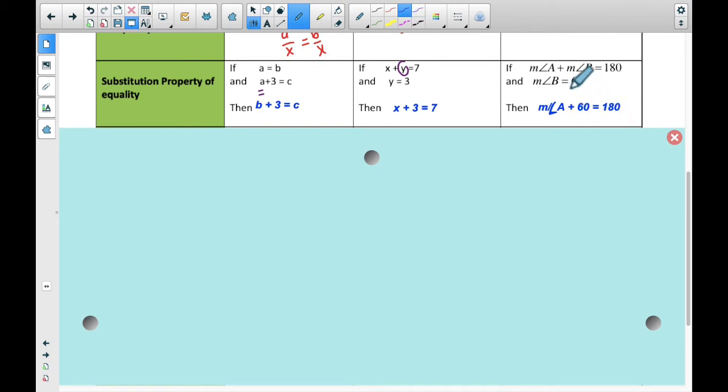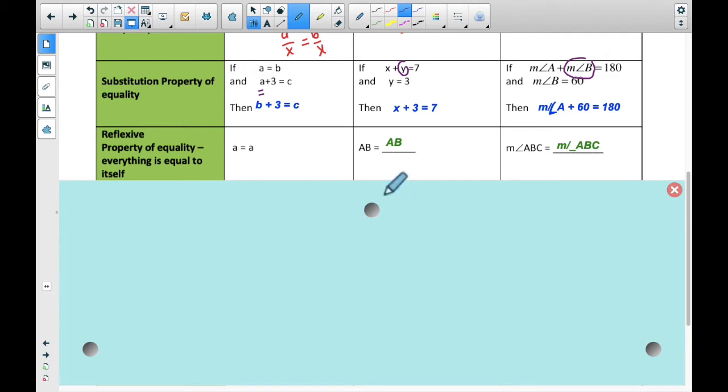So once again, if we know that the measure of angle A plus the measure of angle B is equal to 180, and I know the measure of angle B is 60, I can take out angle B and put in a 60 instead. That would give me the measure of angle A plus 60 is equal to 180. I just took out the angle B and put in 60 instead.